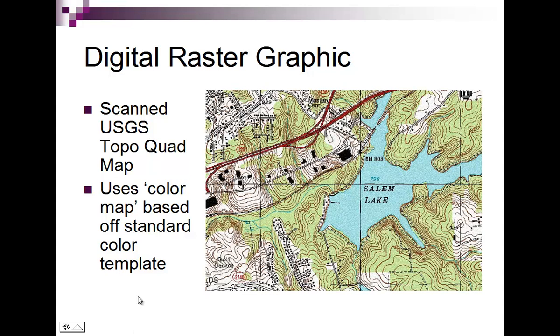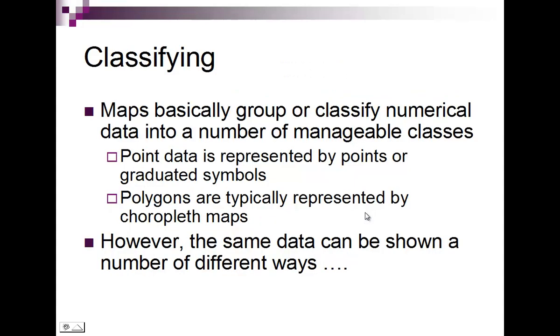Okay, we have a digital raster graphic too. This is just a type of map based off a standard color palette. So typically, you notice the Salem Lake here is blue. Why do you think it's blue? Because water's blue. Okay, and that's how we represent water. And so these are some maps. And then typically we can classify them.